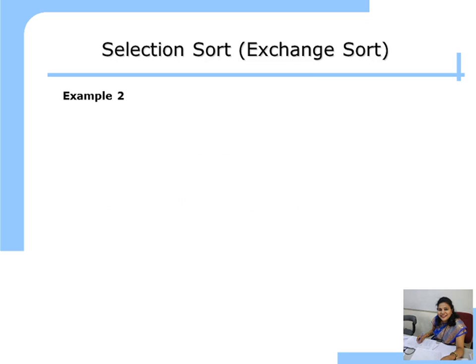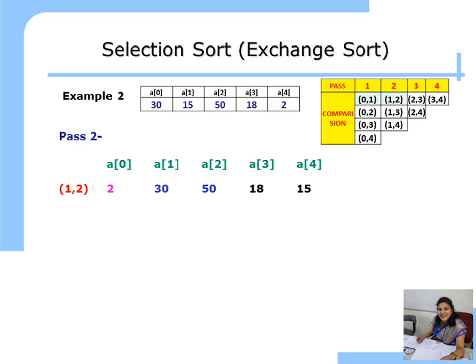Next, pass 2. So now we have 2 as sorted, and 30, 50, 18 and 15 as unsorted. Let us do the first comparison of pass 2. It is between 1 and 2. What is present at the first location? 30. What is present at the second location? 50. Is the first location element greater than the second location element? Is 30 greater than 50? No. So we are not going to perform the swapping.